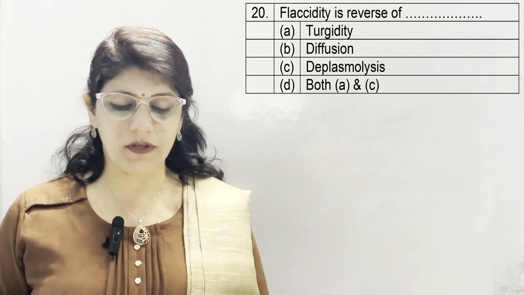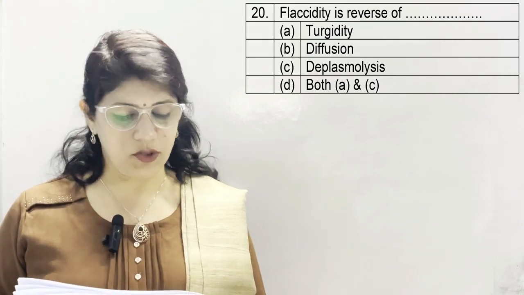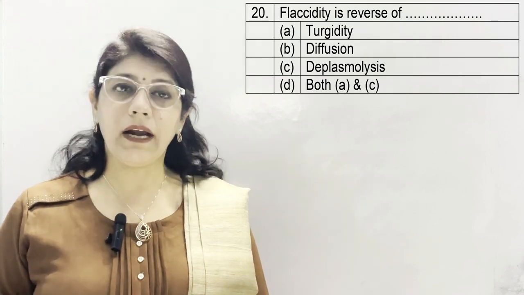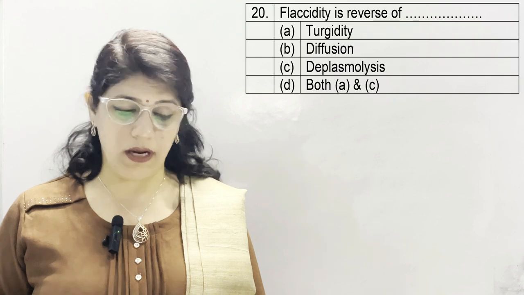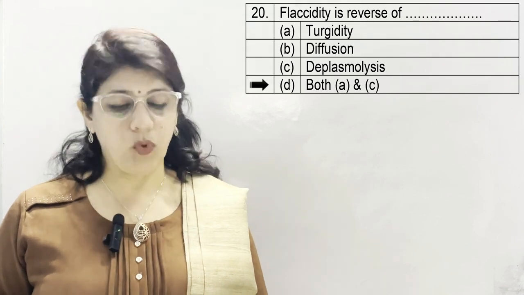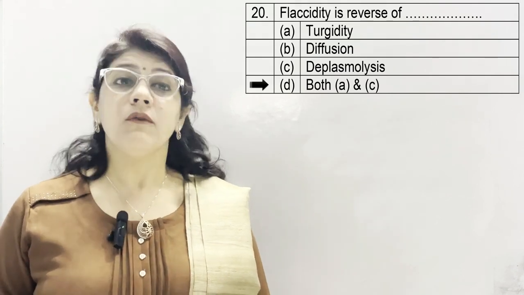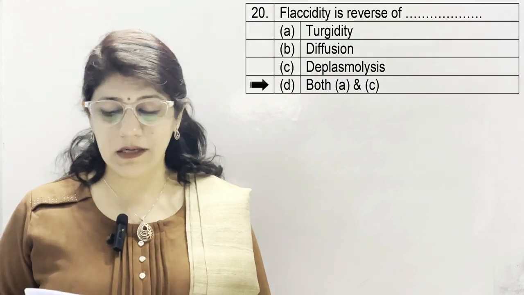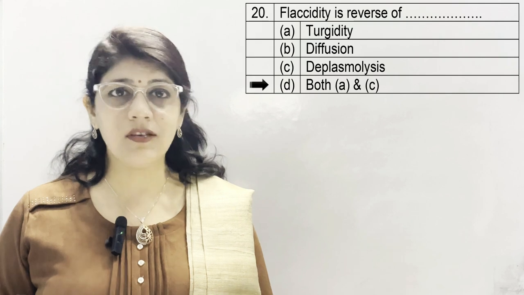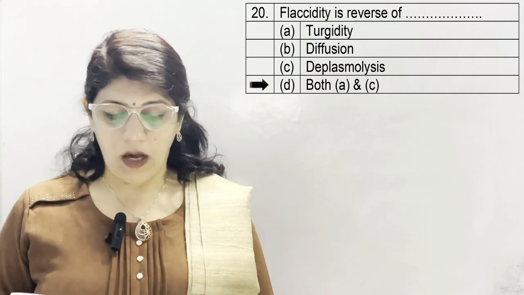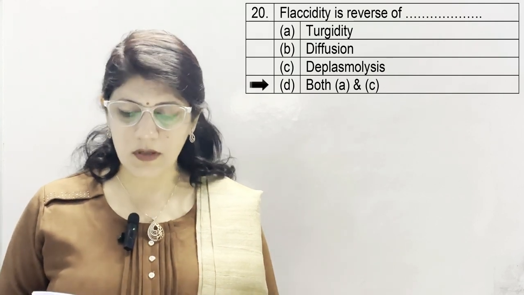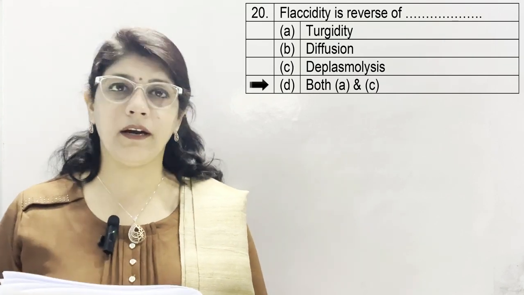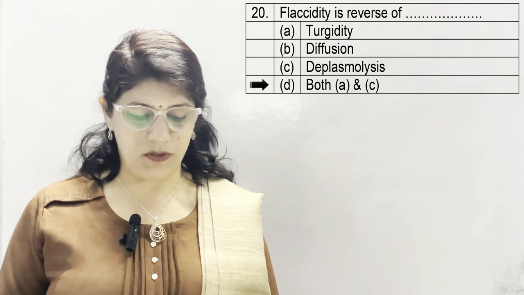Question number 20. Flaccidity is the reverse of: A, turgidity; B, diffusion; C, deplasmolysis; and D, both A and C. The correct option is D, both A and C, because flaccidity is the reverse of turgidity. Cell content is shrunken and the cell is no longer rigid. Now in deplasmolysis also, the cell achieves a turgid state. So both options are correct and here our D option is correct.